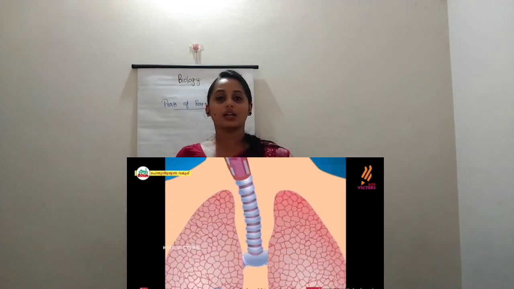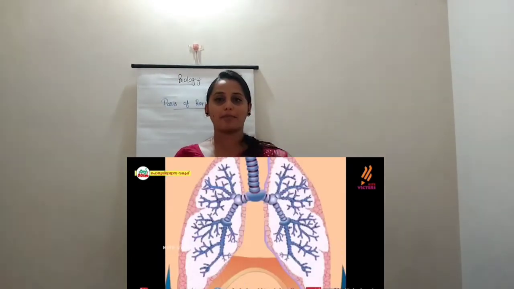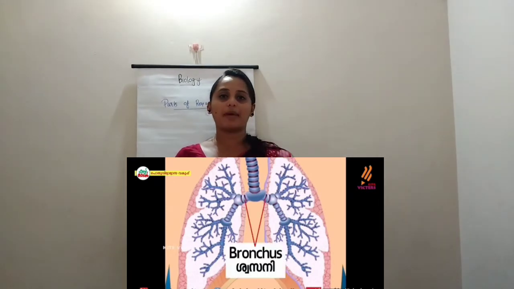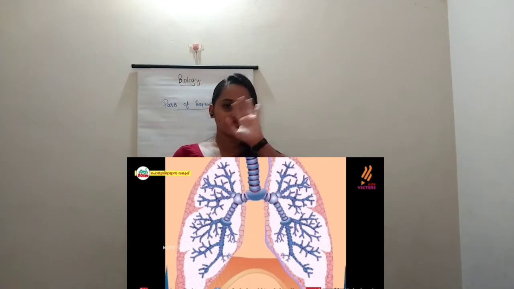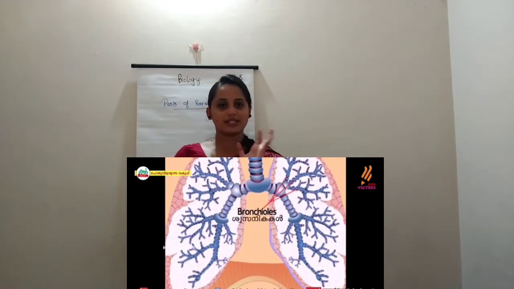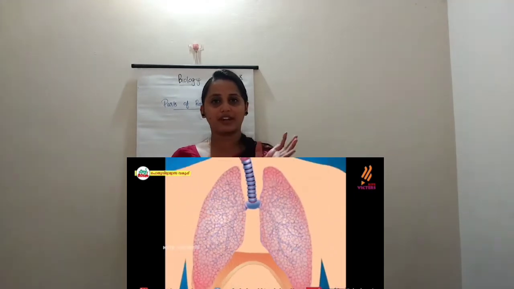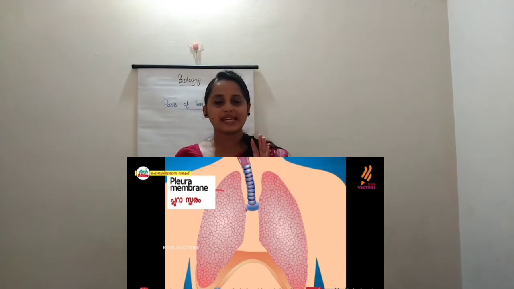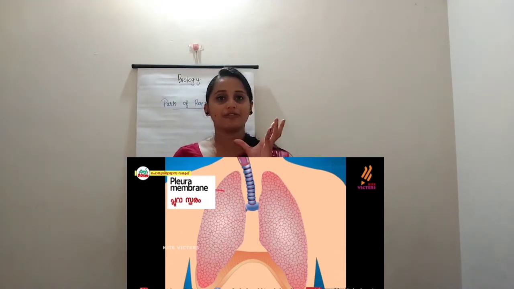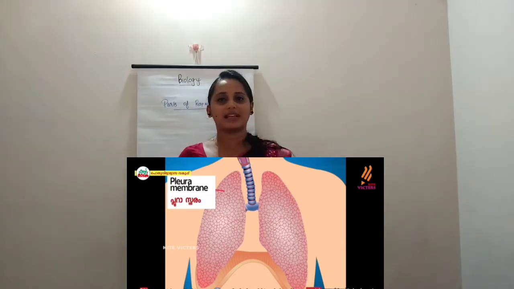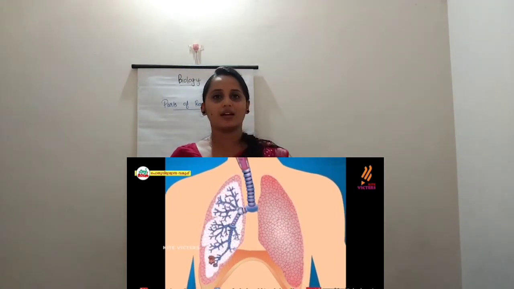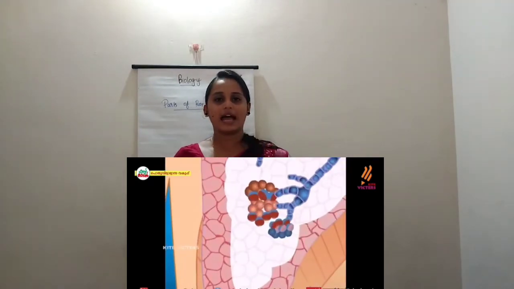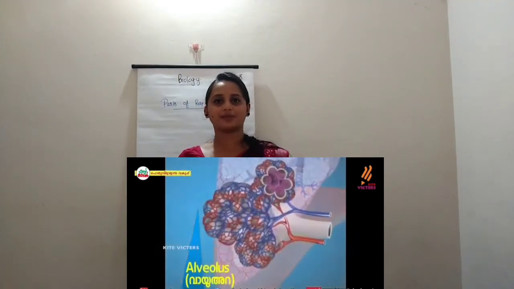And now you can see a pleura membrane. The pleura membrane covers the lungs and helps to avoid friction. And now you can see an alveoli. Did you see it? It's an alveoli, a grape-shaped structure.